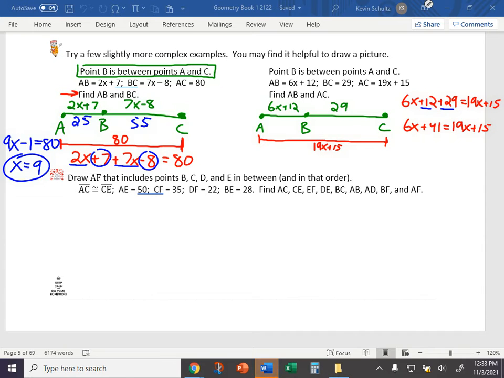And now I've got variables on both sides. Okay. So you might want to move your 6x's over to the right by subtracting them. That will give us 41 equals 13x plus 15. Move your 15 over by subtracting it. 26 equals 13x. And we get x equals 2.